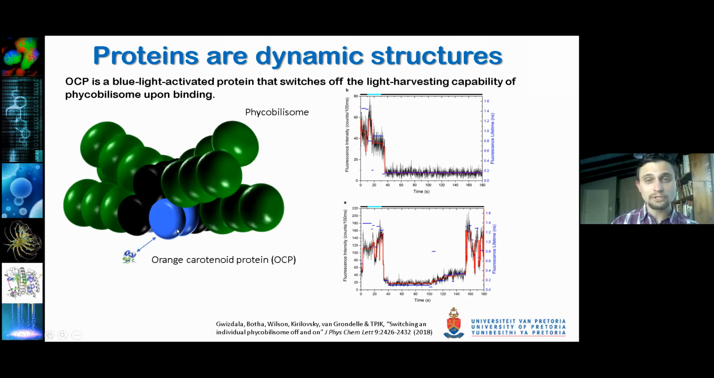And we've actually measured this at the single protein level a couple of years ago, where you can see here that the emission, which here stands for the function of the phycobilisome, is switched off upon binding of the OCP. And here's an example where it switches back on again. Really marvelous that this can be quantified at the single protein level, showing the dynamics of these systems.